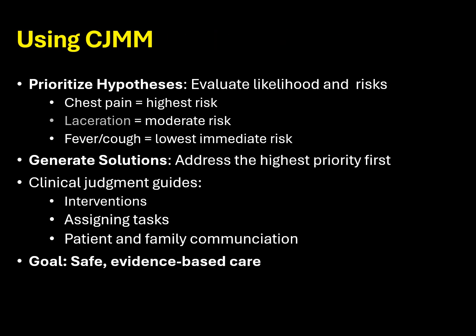The next step in the clinical judgment measurement model is prioritizing hypotheses. In this case, the patient with chest pain has the greatest risk of an unfavorable outcome, potentially a heart attack. This makes them the highest priority. The patient with the bleeding chin wound is lower risk because pressure can usually control the bleeding until treatment. The patient with fever and cough has the lowest immediate risk, since waiting briefly is unlikely to cause major harm.